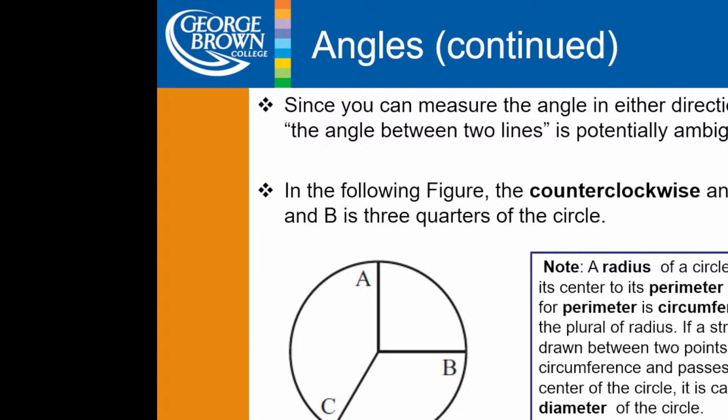And diameter is from one side of the circle to the other. That's really what it is. So diameter and radius. And diameter we know is 2 times the radius.